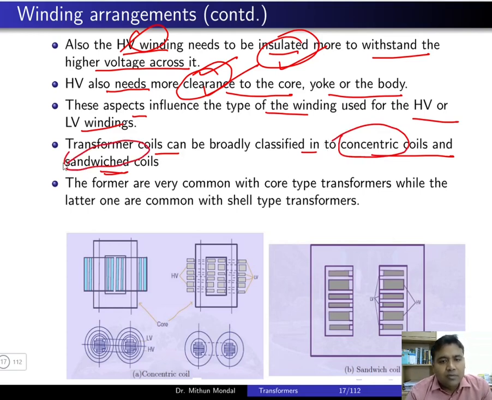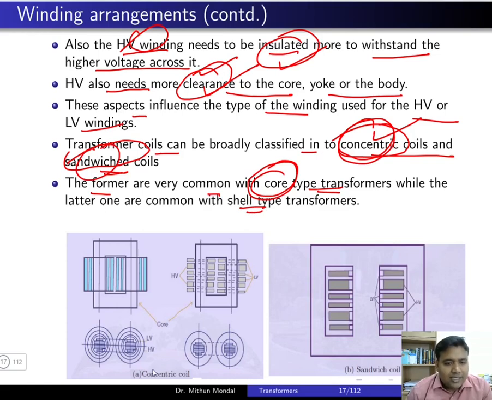So what is the difference between the two? Let us see. The concentric winding, that is the former, is very common with a core type transformer. So when you have a core type transformer, you will be using the concentric winding, whereas if you have sandwich coils, you will go with a shell type transformer. Here you can see the figure of a concentric coil and a sandwich coil.